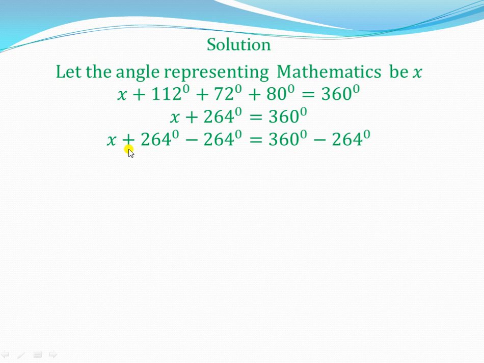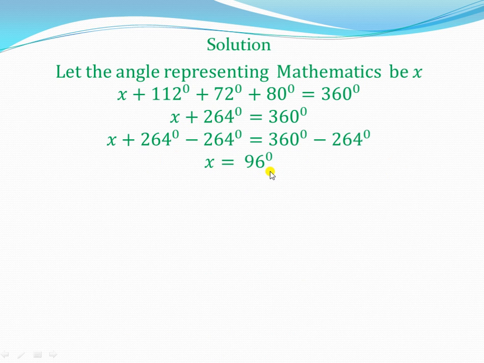And when you do so, we shall have the next step as x plus 264 minus 264 is equal to 360 degrees minus 264 degrees. When you do the subtraction, you will get the value of x as 96 degrees.